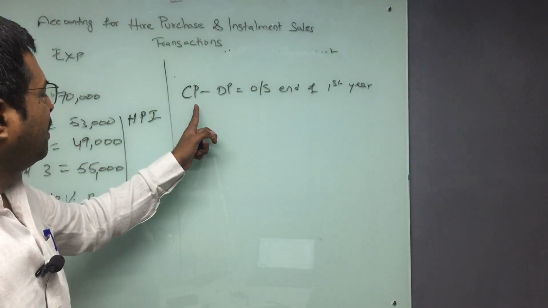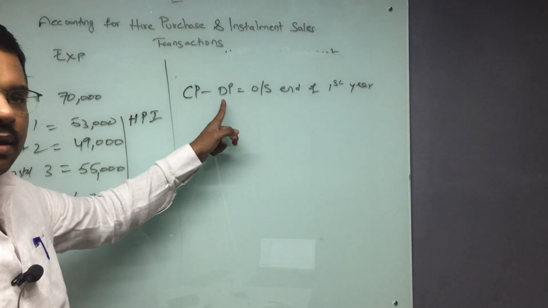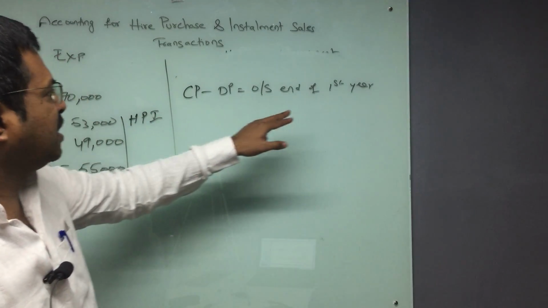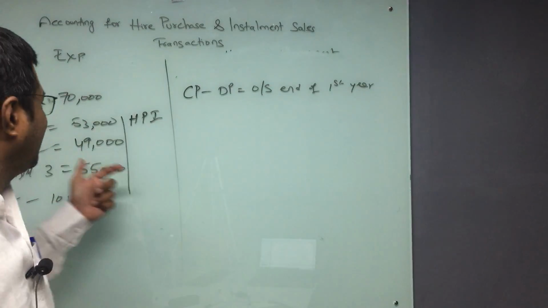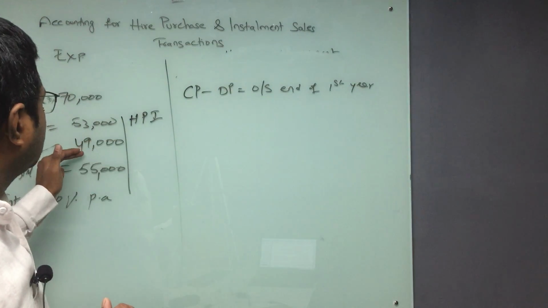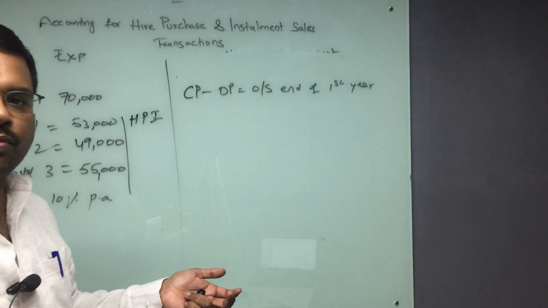Okay, do I know cash price? I do not know. Do I know down payment? Yes, I know down payment. And outstanding at the end of first year, I also don't know, because I don't know what is the cash price involved in the next two installments also. So same situation comes at second year also. I do not know what is the cash price outstanding at the end of the second year.